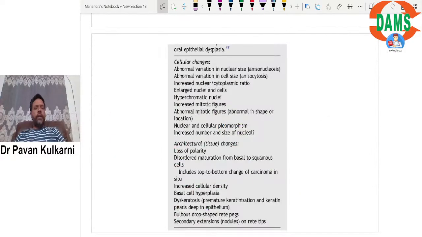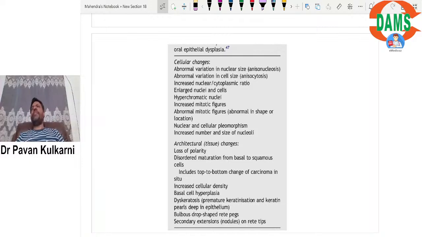We can see cellular features and architectural features. Now what are the cellular features? Abnormal variation in nuclear size, anisonucleosis. Abnormal variation in cell size, anisocytosis. Increased nucleocytoplasmic ratio. Enlarged nucleus. Hyperchromatic nuclei. Abnormal mitotic figures.